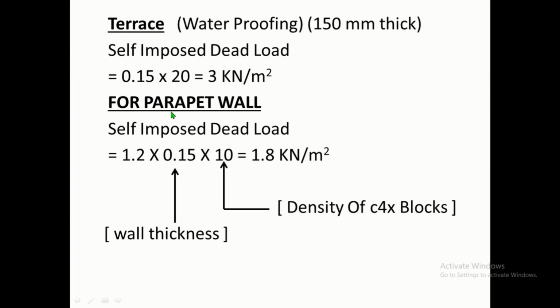The parapet wall is the wall which we have on the terrace. It is generally 1.2 to 1.5 meter in height. If we multiply 1.2 into 0.15 into 10, it is equal to 1.8 kilonewton per meter, where 10 is the density of C4X blocks and 0.15 is the wall thickness. Now this 1.8 kilonewton per meter will come on the beam which is just below it.